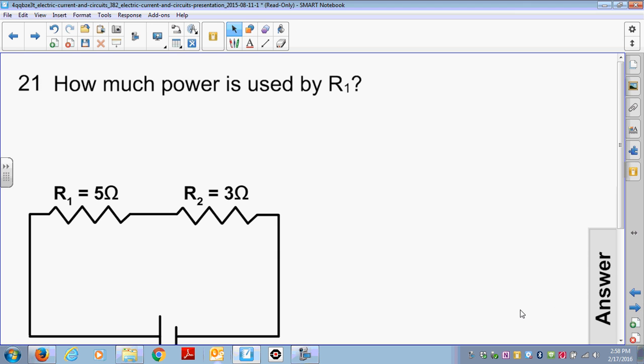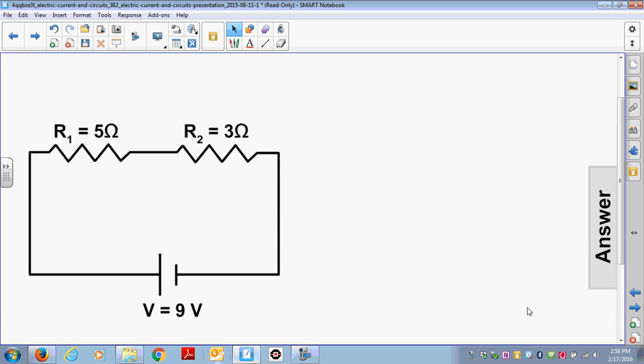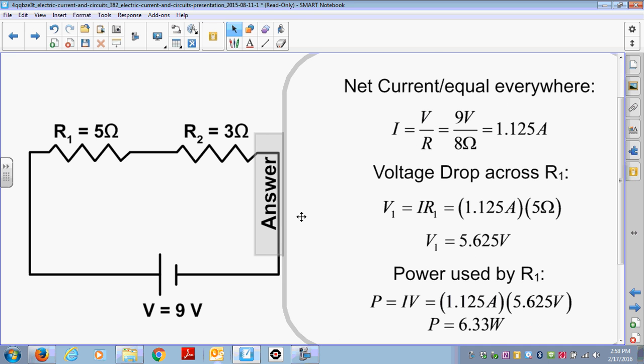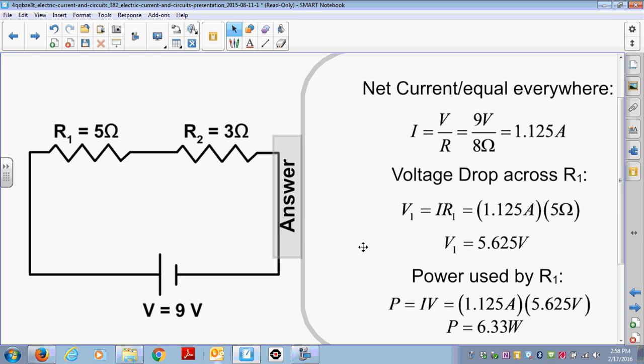How much power is used by R1? Now remember, power is equal to IV. Which I and which V should you use, though? Go ahead and pause the video. Okay, so let's take a look. Remember from the previous example, we found that the current was 1.1 amps. We know the voltage drop on R1 is 5.6 volts. If we take the current times the voltage, that gives us 6.3 watts. So you use V1 times I1, and it just so happens that I1 is the same as I.